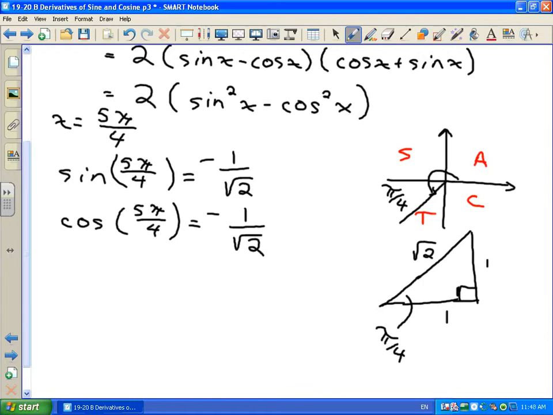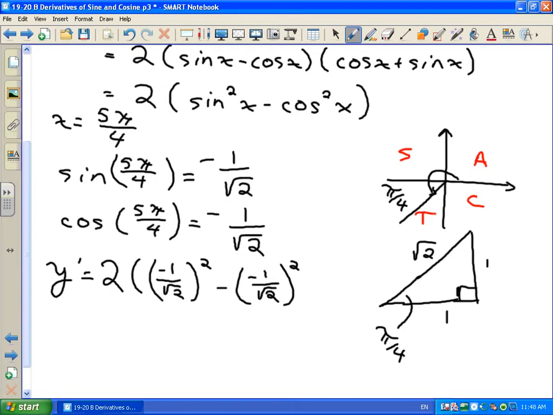So we've got sine 5 pi over 4, we've got cosine 5 pi over 4. Let's work out what the value is of our derivative. It's going to be 2 times negative 1 over root 2 squared minus negative 1 over root 2 squared, but since sine and cosine are exactly the same, those are going to cancel out and our derivative is just 0.